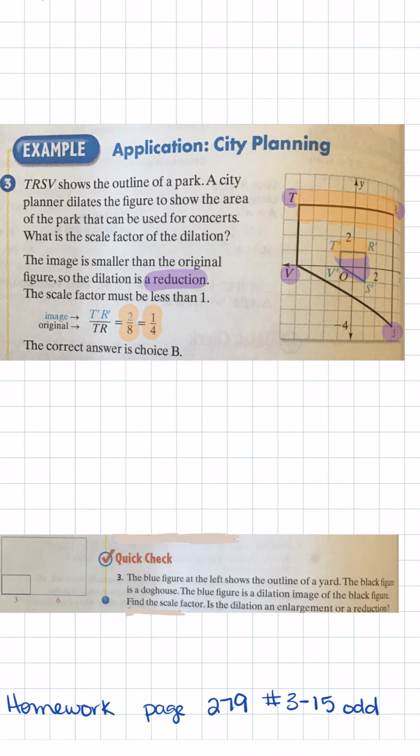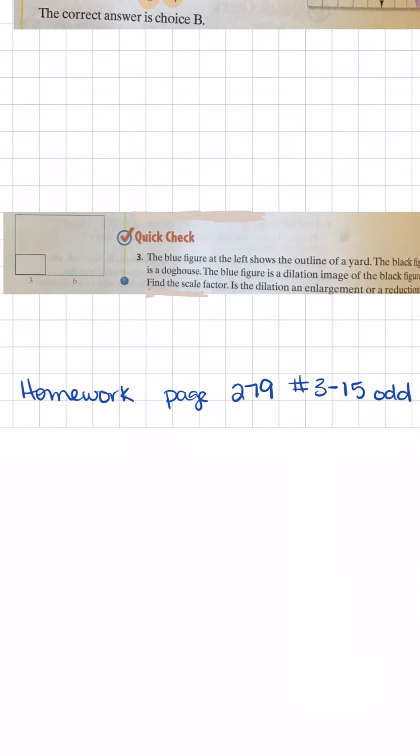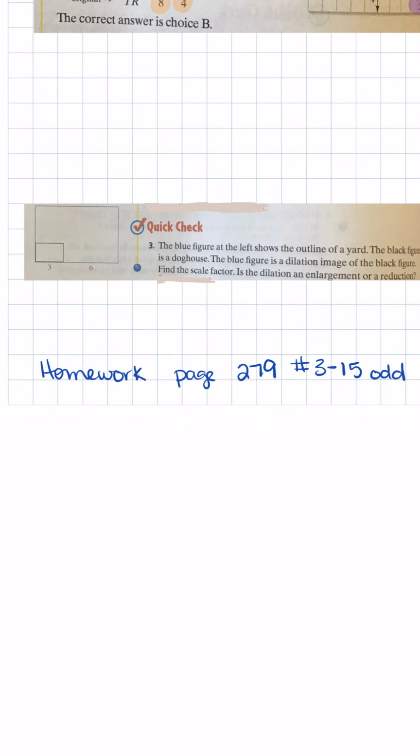So let's look at this one. The blue figure at the left shows the outline of a yard. The black figure is a doghouse. The blue figure is a dilation image of the black figure. So the black figure is the original image. Find the scale factor. Is the dilation an enlargement or a reduction?